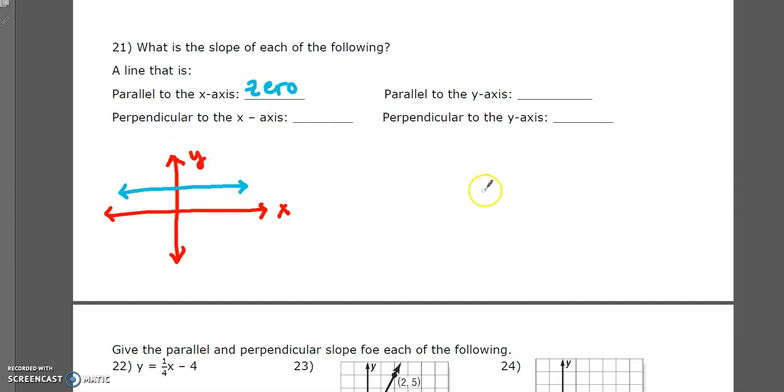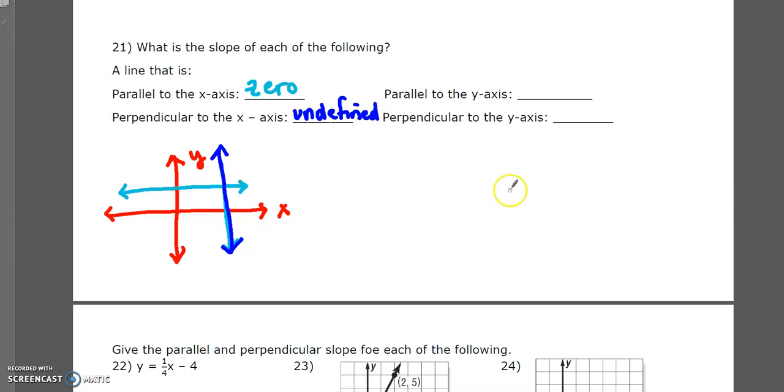How about a line perpendicular to the x-axis? So if this is the x-axis and I want to draw perpendicular, it's going to look like this. How about if I do a different color? Let me do that over. It's going to look like this. So it's a vertical line. Remember, a vertical line has an undefined slope. So this will be undefined.